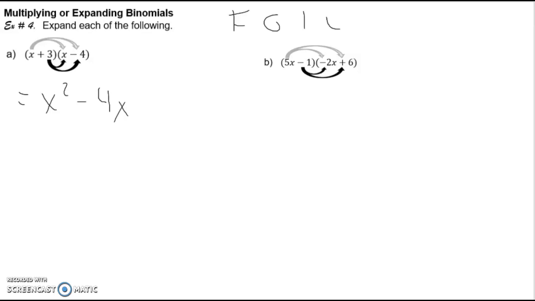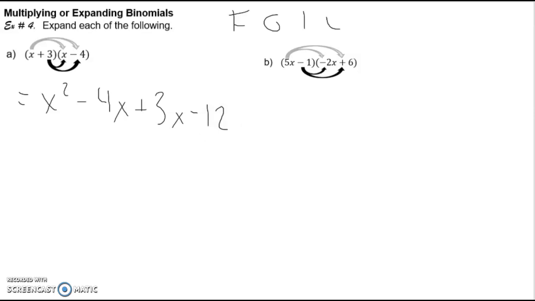Third step is the inside term. We have positive 3 times x. So positive 3 times x gives me positive 3x. And the last term in this bracket times the last term in this bracket, we have positive 3 times negative 4. Positive times a negative is a negative, and 3 times 4 is 12.